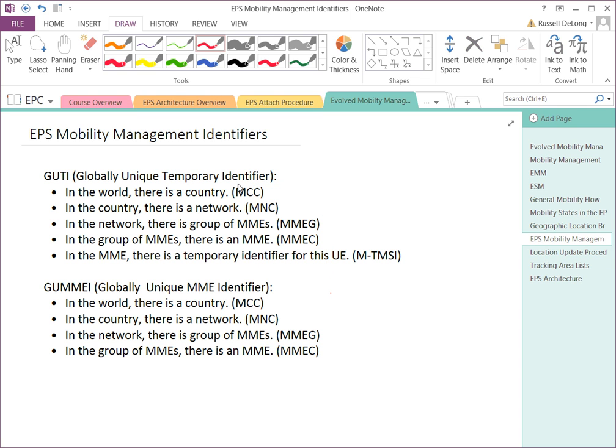This is in sharp contrast, by the way, to previous architectures that dealt with just the normal TMSI for circuit switch networks, or the PTMSI for packet switch networks, which did have some logic to them, but they did not have this complete granular breakdown of location of identification.